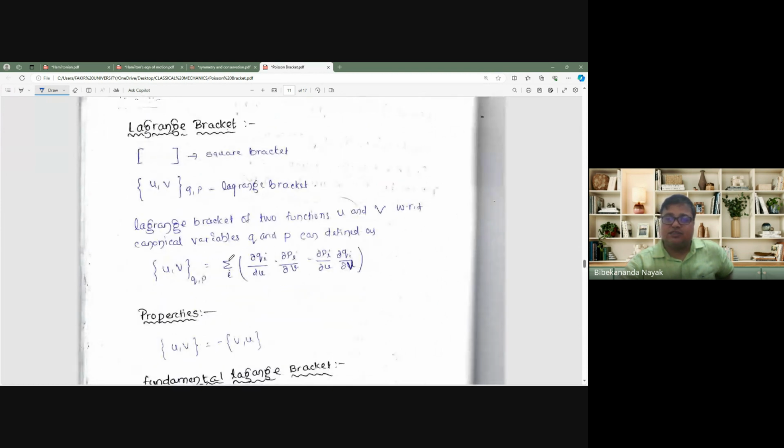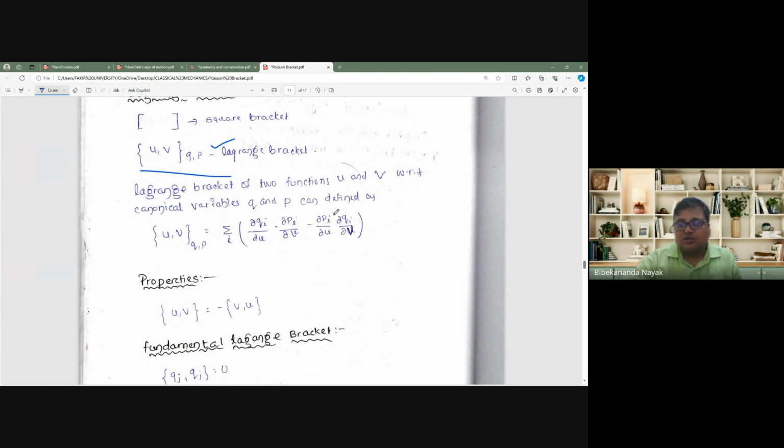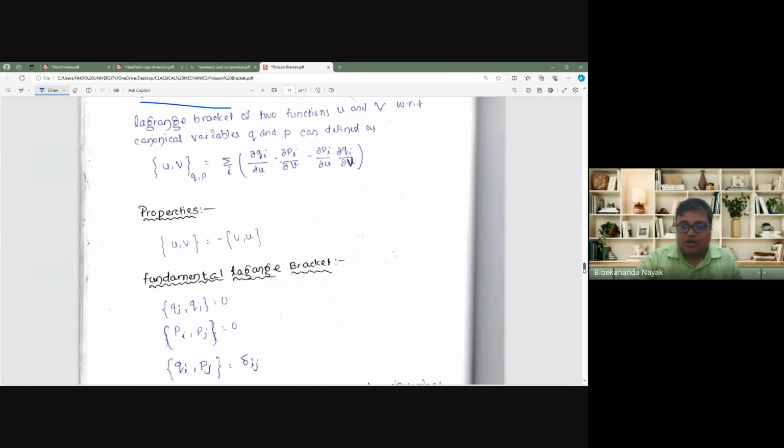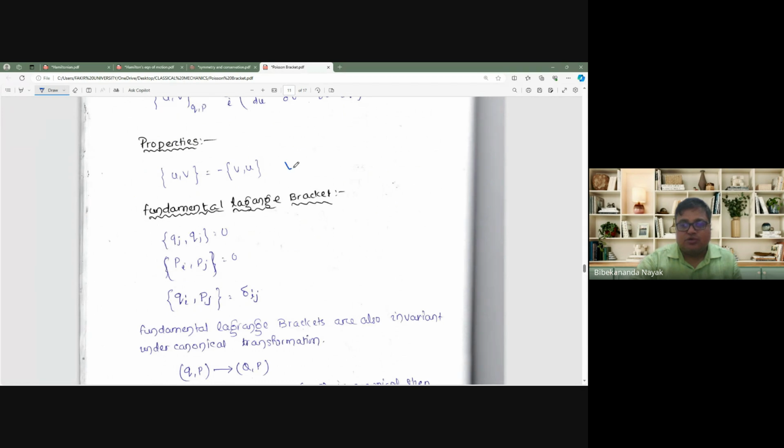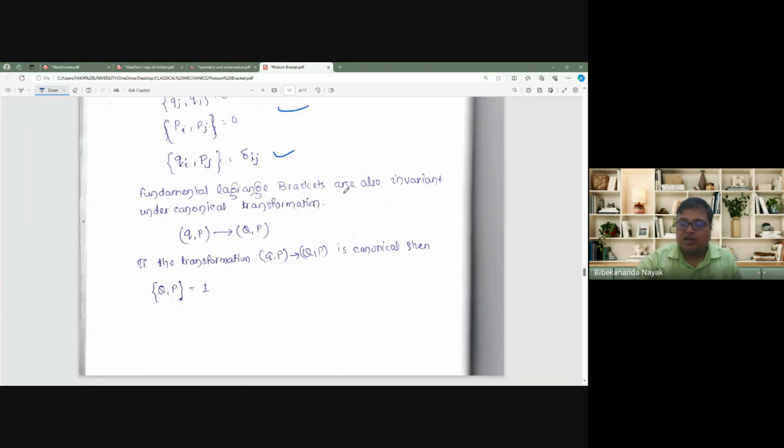Then another bracket is called the Lagrange bracket. We generally use curly brackets for the Lagrange bracket. The Lagrange bracket of two functions can be defined in this way. It is the reverse: in the Poisson bracket, del u by del q into del v by del p, but here del q by del u, del p by del v. And minus, in the Poisson bracket, del u by del p, del v by del q; here, reverse: del p by del u, del q by del v. So if the two are multiplied, they actually give you the identity. So the Lagrange bracket is just the reverse of the Poisson bracket. And the properties are the same: {u,v} equals minus {v,u}, {q_i,q_j} is 0, {p_i,p_j} is 0, {q_i,p_j} is delta ij. And the fundamental Lagrange brackets are also invariant under canonical transformation.